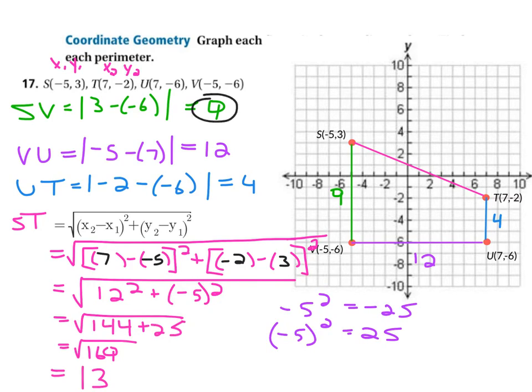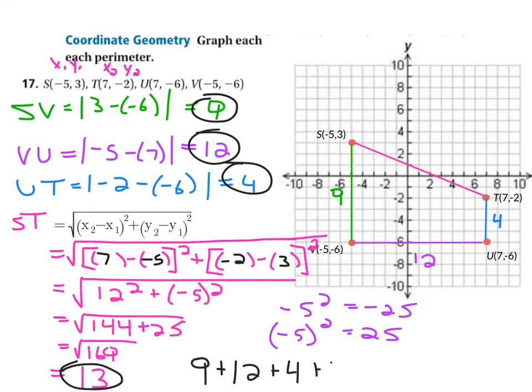We have a side length of 9, side length of 12, a side length of 4, and a side length of 13. And if we were to then say, what is 9 plus 12 plus 4 plus 13, we would get 38. And box my answer to show that that's my final answer. Yep, that's it.